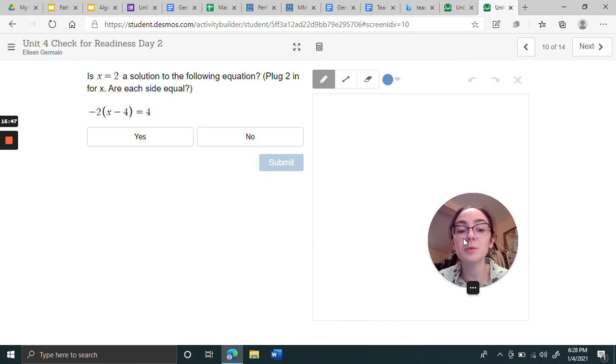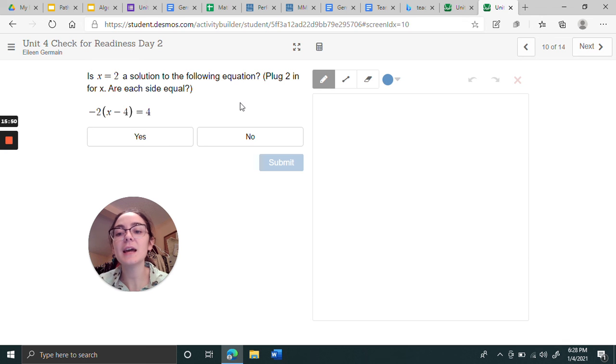This one's a little bit trickier. It says x equals 2 is a solution to the following equation. That means plug 2 in for x and are each side equal, yes or no? So you're going to take this equation right here and you're going to say -2 parentheses x minus 4 is equal to 4. So first we're going to need to distribute here.